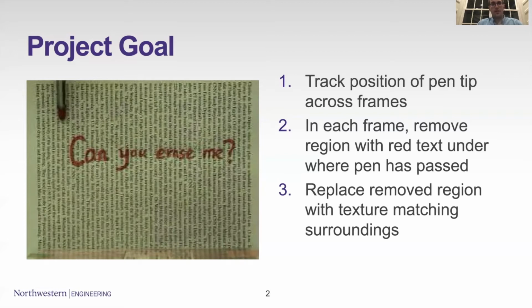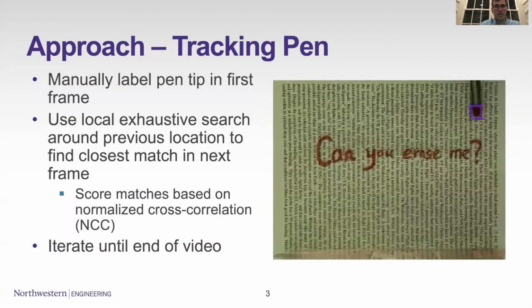as it moves. And so the approach here is to first track the location of that pen tip and then use that to determine for each frame what region needs to be erased, and then finally filled in with a texture that resembles the background in the image to make it appear as if only the red text has been removed and everything else is remaining the same. So I'll walk through each part of this step by step.